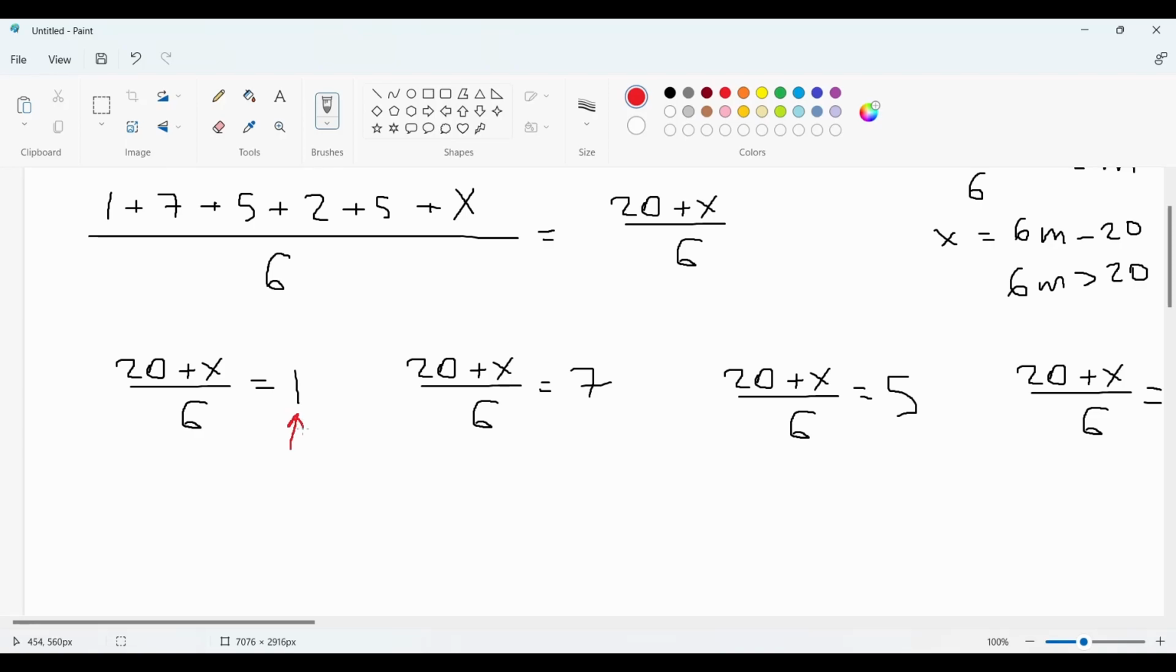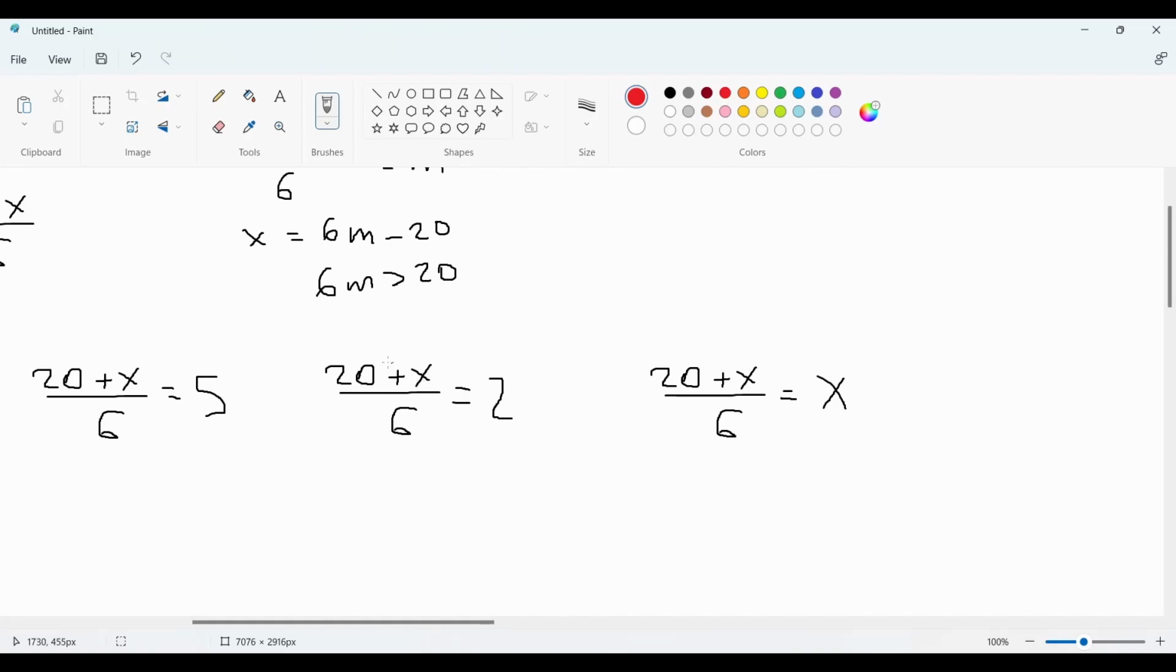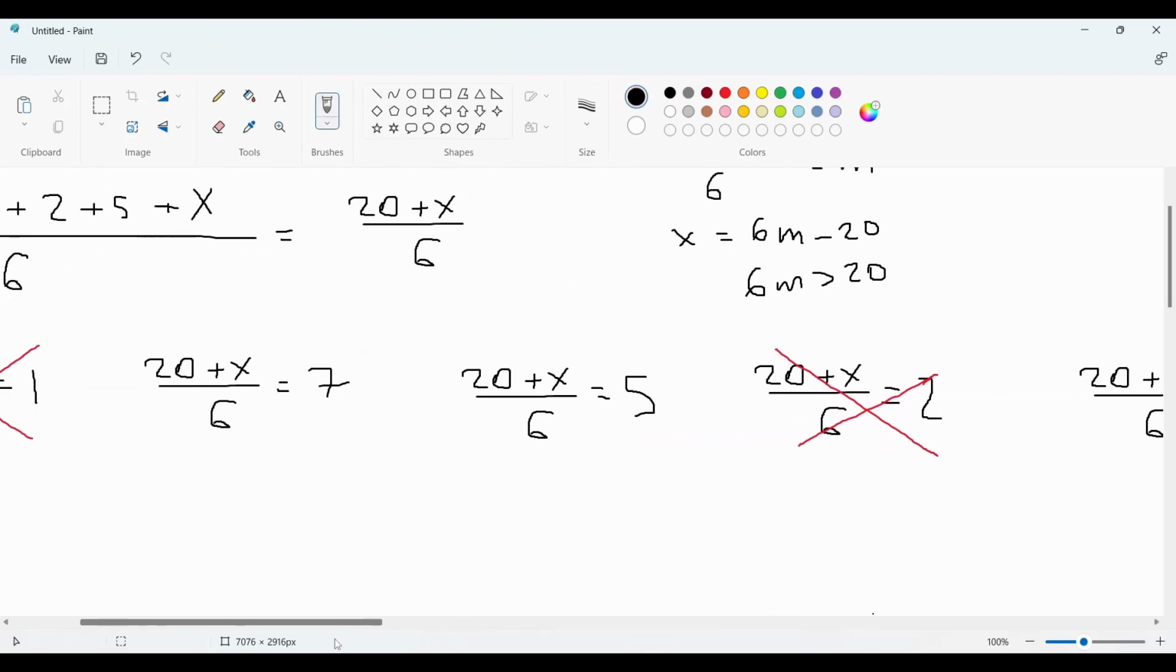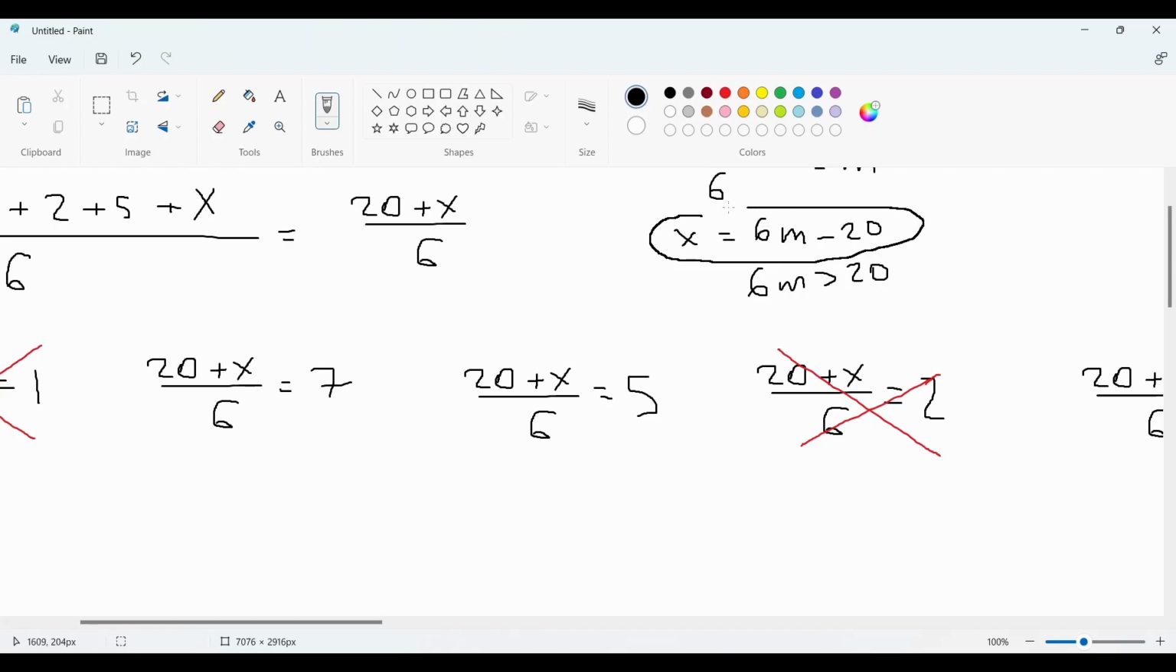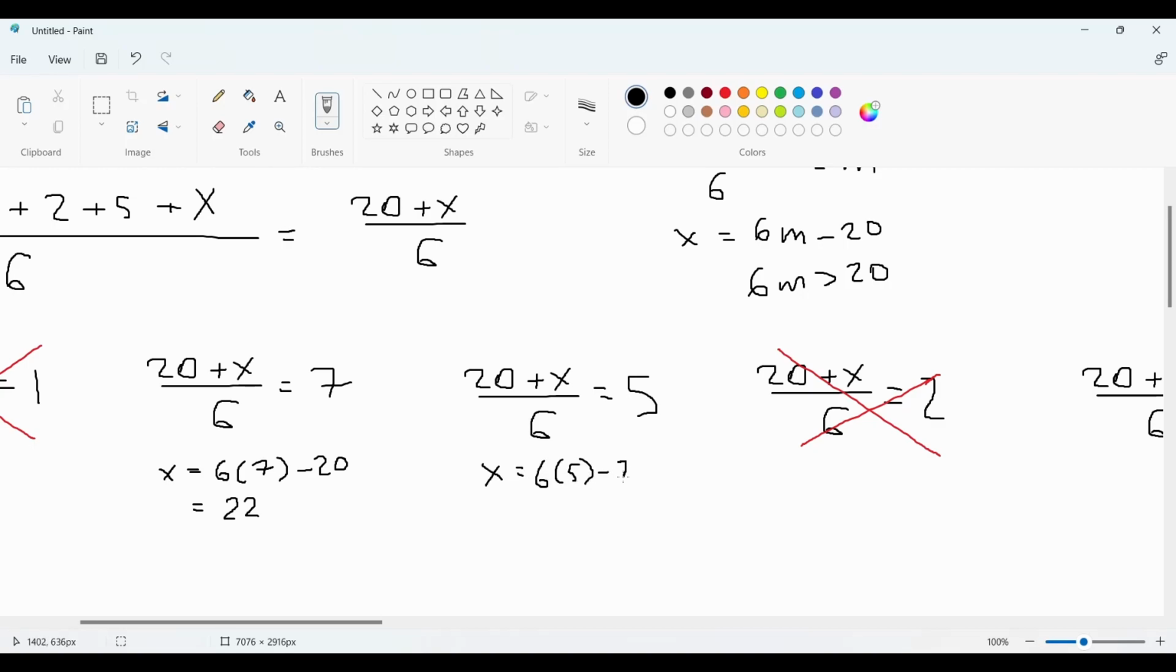So 6 times 1 is 6, which is not greater than 20, so we can just eliminate this option. 6 times 2 is 12, which is not greater than 20, so we can eliminate this option. So that simplifies things a little bit. In this first option, if I use this bottom equation, x equals 6m minus 20, this becomes x equals 6 times 7 minus 20, which is equal to 22. So that's a valid answer. X here is going to be equal to 6 times 5 minus 20, which is 10, so that's a valid answer.